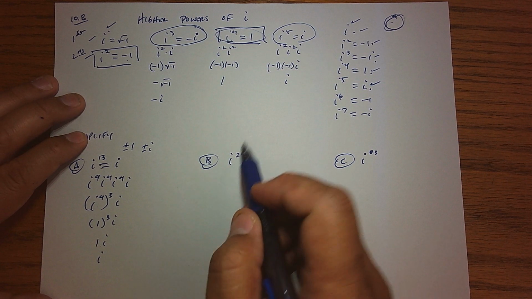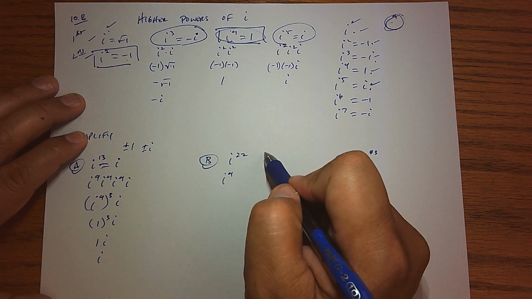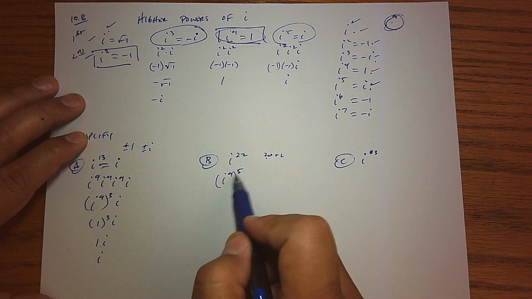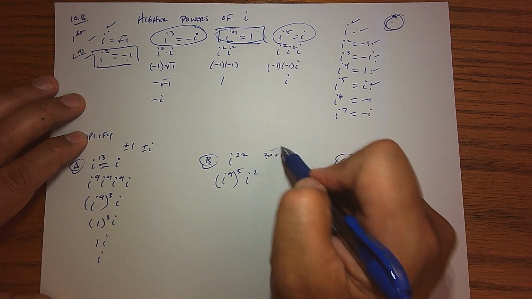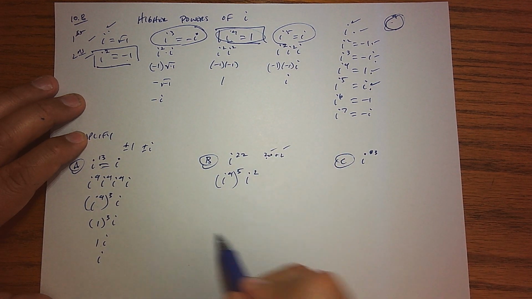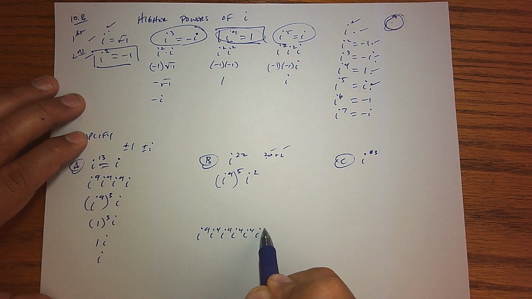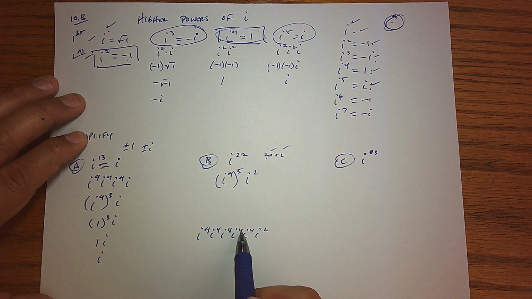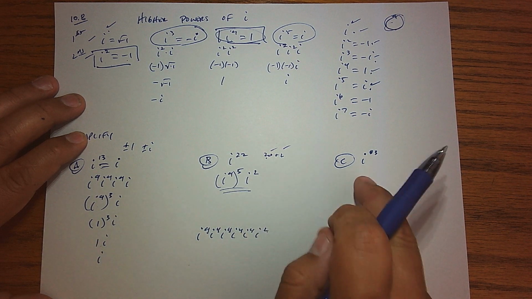i to the 22nd. Well, again, if we think about this, we have i to the fourth. 22 is 20 plus 2. 20 is 4 times 5. So I basically have i to the fourth 5 times with an i squared remaining. That's what that tells us. Or if you want to literally write it out, we have i to the fourth, i to the fourth, i to the fourth, i to the fourth, times i squared. 4 plus 4 is 8, plus another 4 is 12, 16, 20, plus 2 is 22. But it's kind of better to write it that way, especially for what's coming.